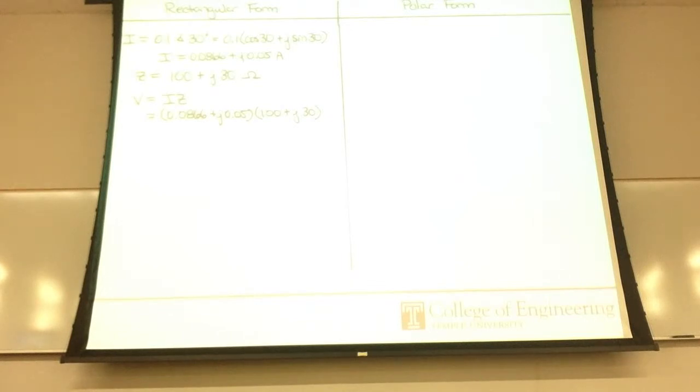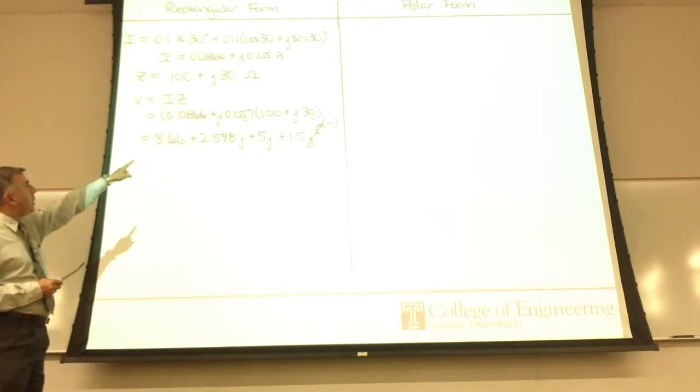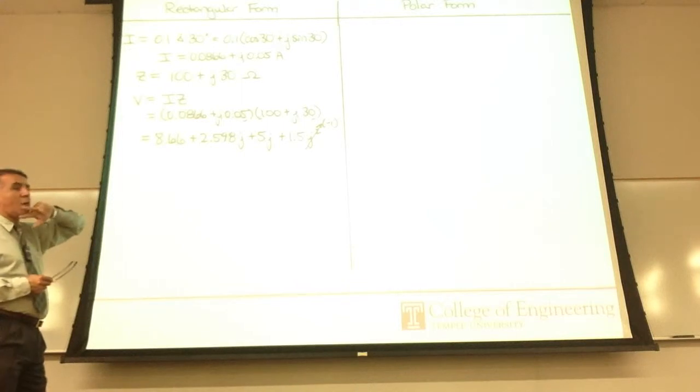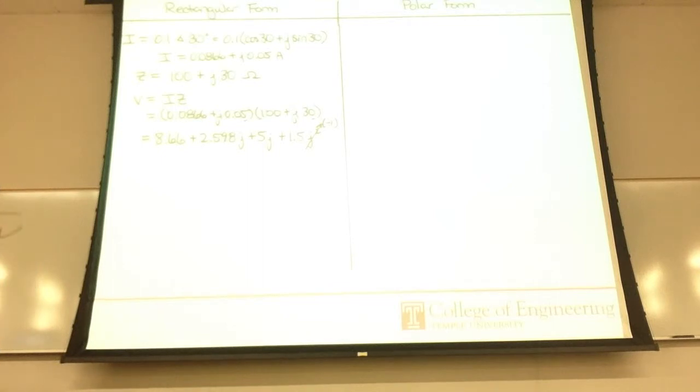Complex, most probably, right? So in this case, this is what I get. 0.0866 times 100 is 8.66. 0.0866 times 30 is 2.598, and then they have a J. 0.05 J times 100 is simply 5J, and then 0.05 times 30 is 1.5, but then J squared. What is J squared? Minus 1, right. J squared is minus 1. So that's why the J squared converts into a real number.